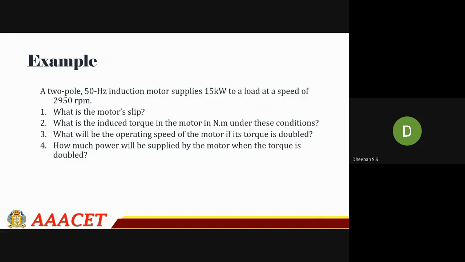So now we'll be moving to the problem. A 2-pole 50 hertz induction motor is supplying 15 kilowatts to a load at a speed of 2950. They asked to find the motor slip S. They asked to find the induced torque tau induced. What will be the operating speed when the torque is doubled? And how much power will be supplied by the motor when the torque is doubled? They also asked for the power.